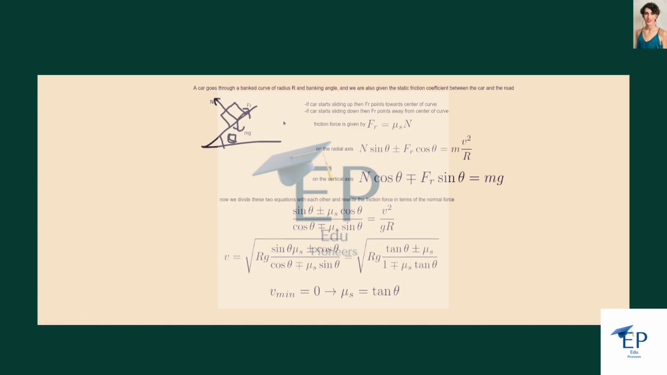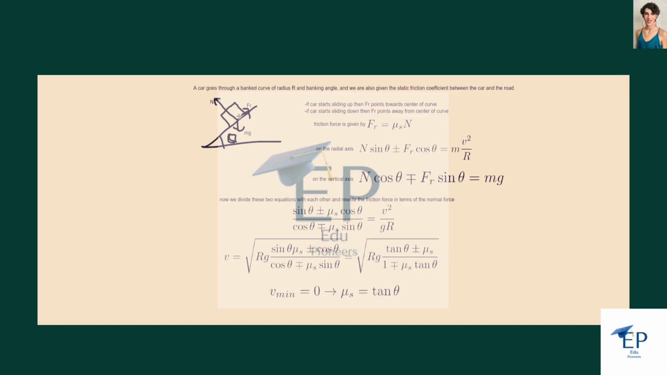As the car drives through the curve, it can either slide up or slide down. If the car starts sliding upwards, then the friction force is going to be pointing towards the center of the curve, like this. If the car starts sliding down, though, the friction force is going to be pointing away from the center of the curve. So we have to consider both cases. The main difference between the two cases is the sign of the friction force.